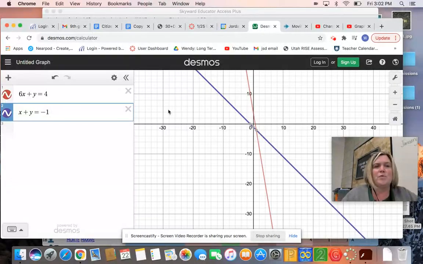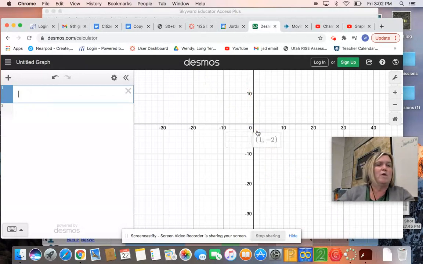Okay, so we have that in there: 6x plus y equals 4, and x plus y equals negative 1. Just wanted to make sure, double checking. Okay, and then we see that it intercepts at 1 and negative 2. So go ahead and write that down, 1 and negative 2. Okay, good job.